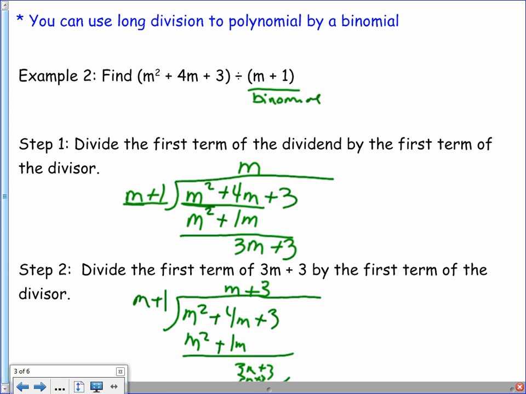So m squared plus 4m plus 3 divided by m plus 1 is really going to be m plus 3. That's our solution using long division.